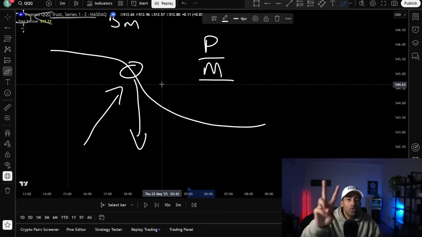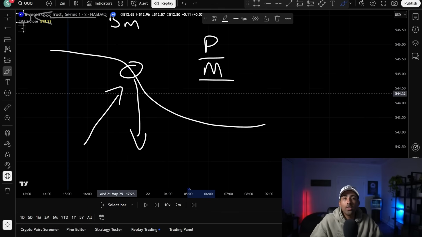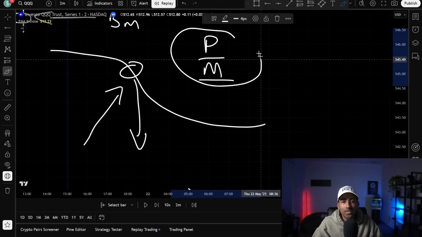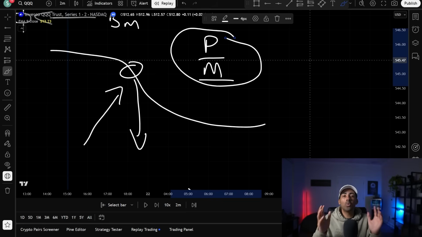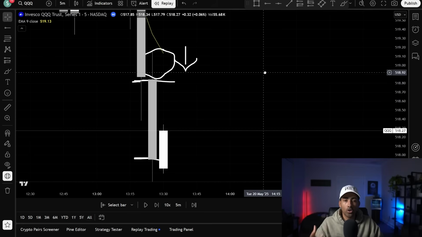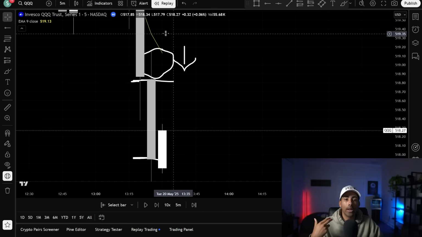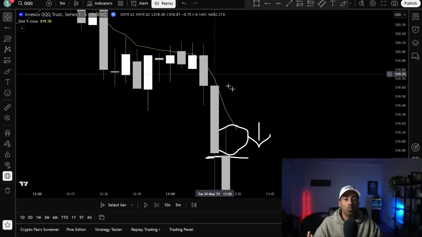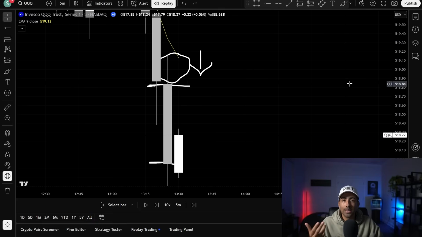So you really only have two things that you can do when you're at a level. You can either break it or you can fail it. And so what we need to do is use these two concepts to determine what's most likely going to happen at this level, right? So we want to make sure that we have an understanding of price action and how it actually works at these levels, because we have this line here. And if we don't know what we're doing with that line, then it's not going to make any sense.